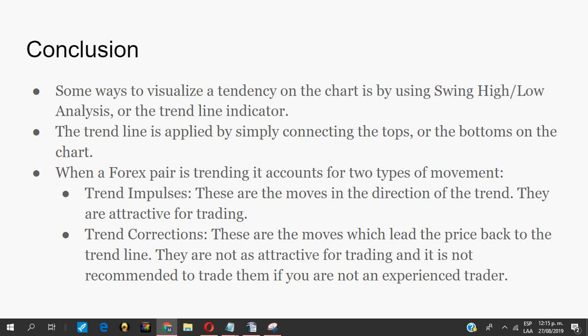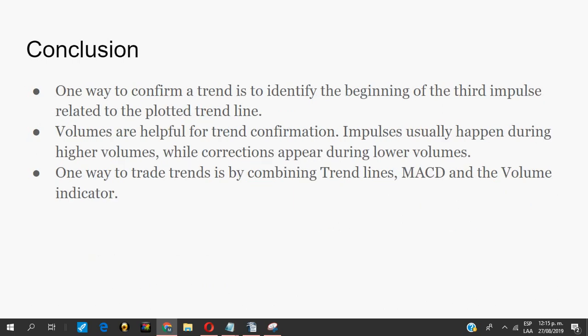They are not as attractive for trading, and it is not recommended to trade them if you are not an experienced trader. One way to confirm a trend is to identify the beginning of the third impulse related to the flat trend line. Volumes are helpful for trend confirmation. Impulses usually happen during higher volumes, while corrections appear during lower volumes. One way to trade trends is by combining trend lines, MAC, and the volume indicator.